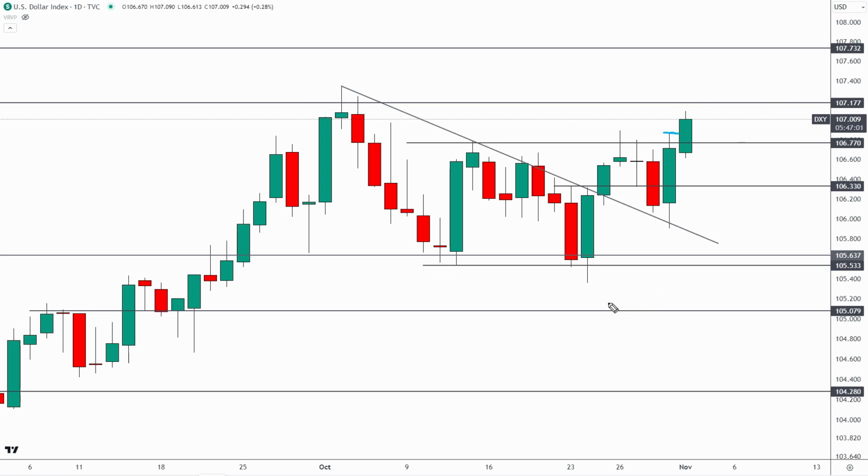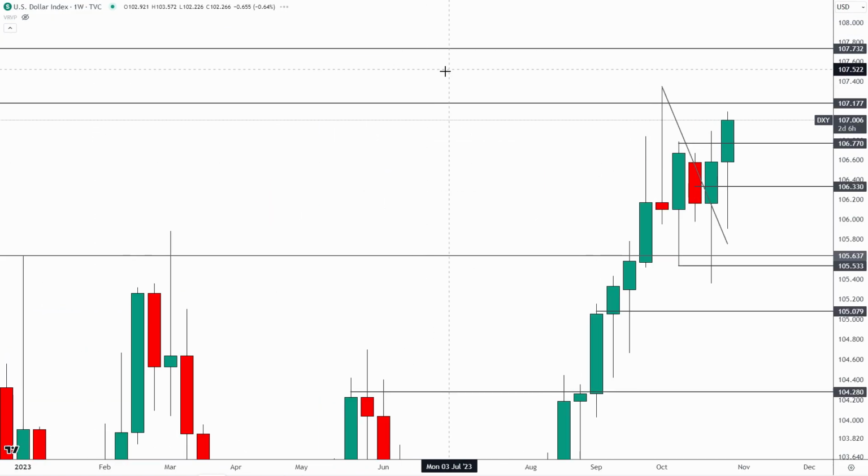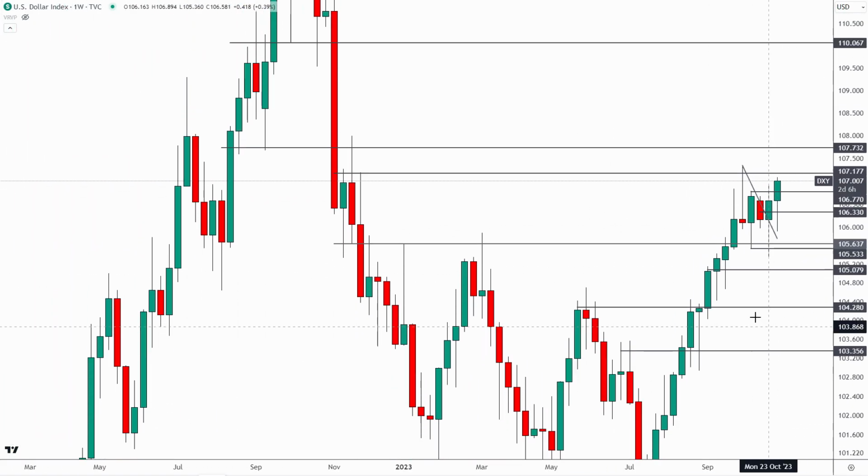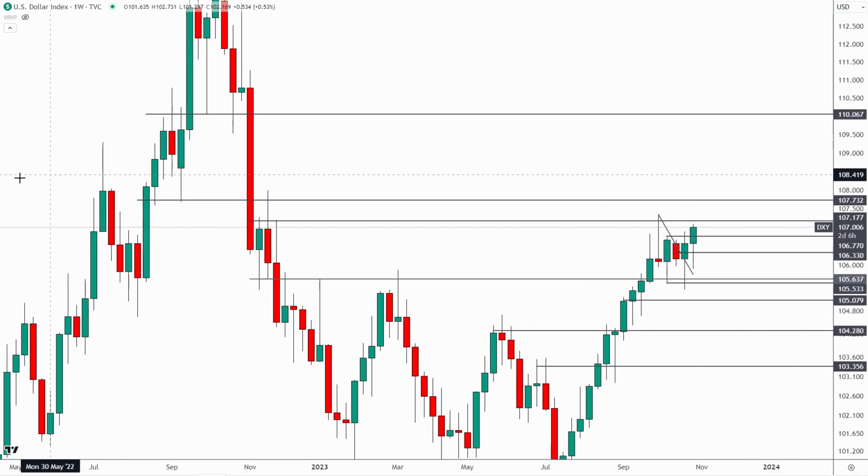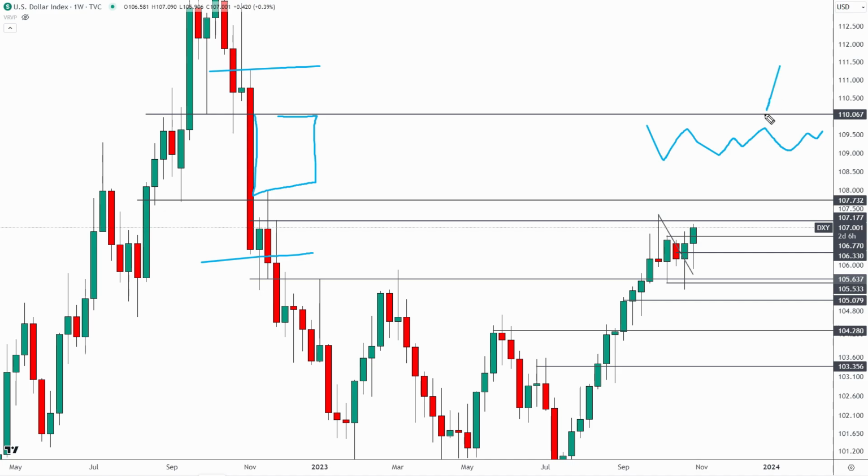So obviously just my opinion, I could be wrong. I do think that the DXY is headed higher. I've said that for months. Really my target is this area back here. Okay, so between 109 and 110, this entire region through here, right? I've said that for months. I think the dollar is headed there.